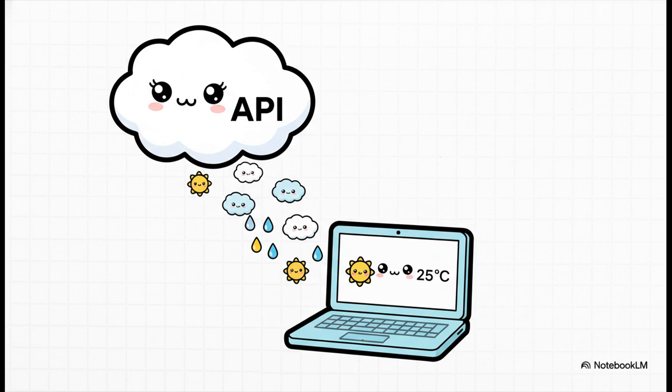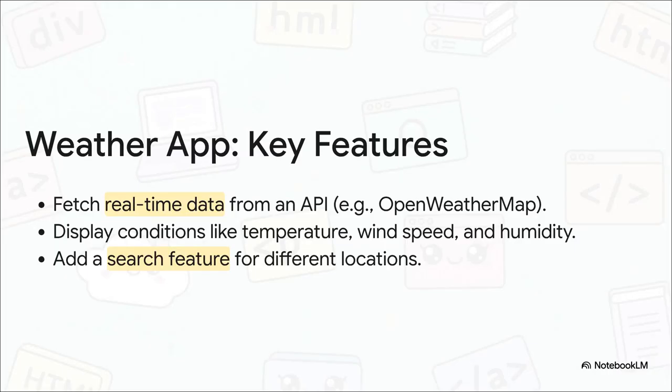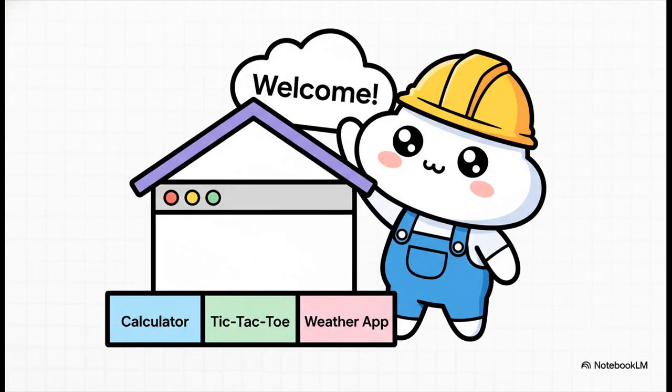An API is just a way for different computer programs to talk to each other. Your app will ask a weather service for data, and the API will send it right back. So cool. Your main goal here is to connect to a free weather API, grab that live data, and then display it nicely on your page. A great bonus feature is adding a search bar so you or your friends can check the weather anywhere in the world.